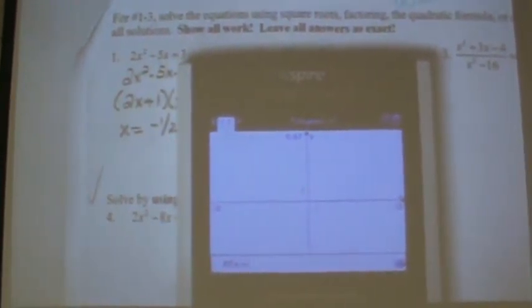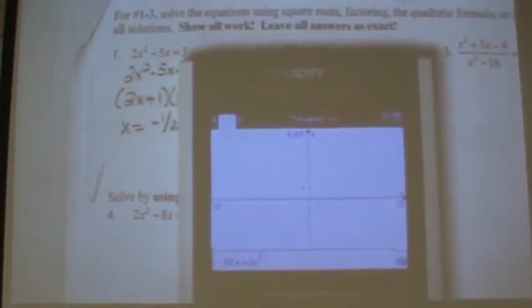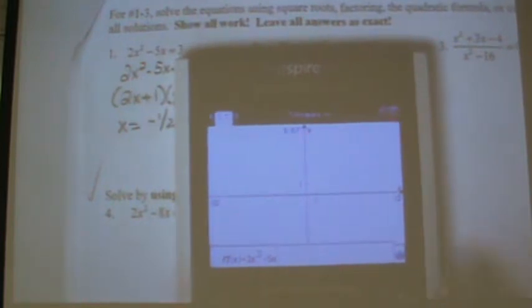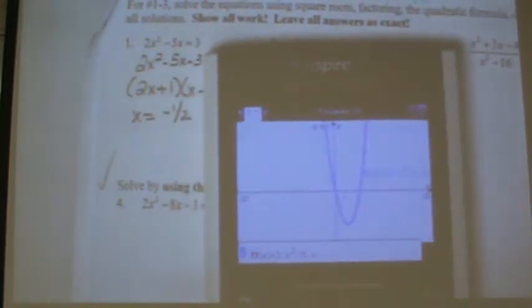So it is 2x raised to the second power minus 5x and then minus 3.